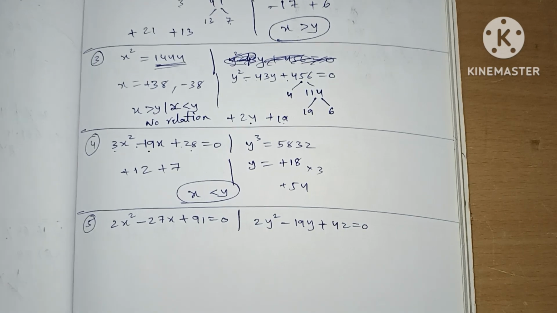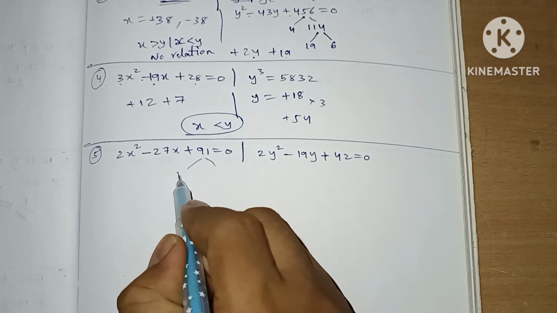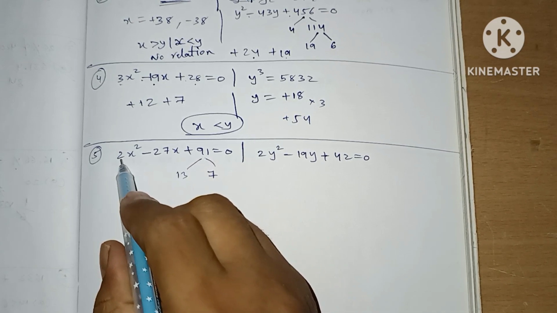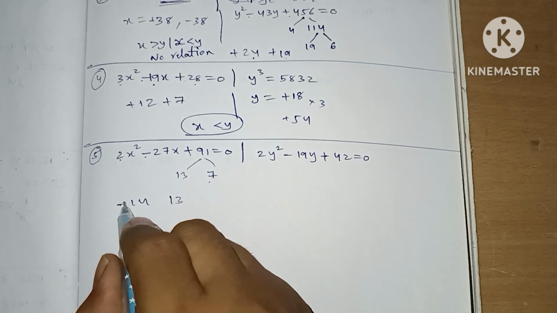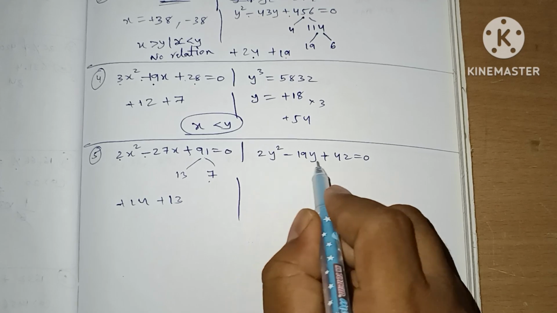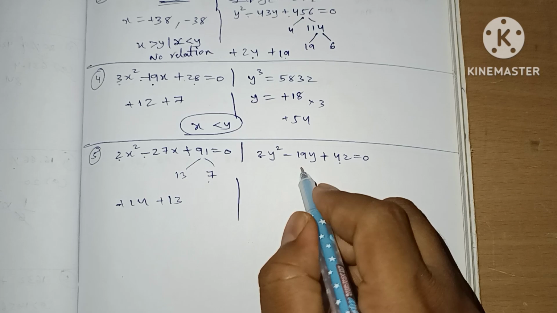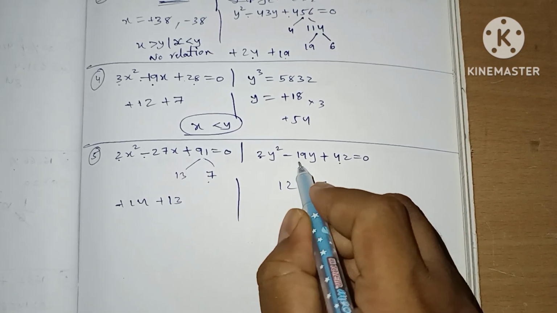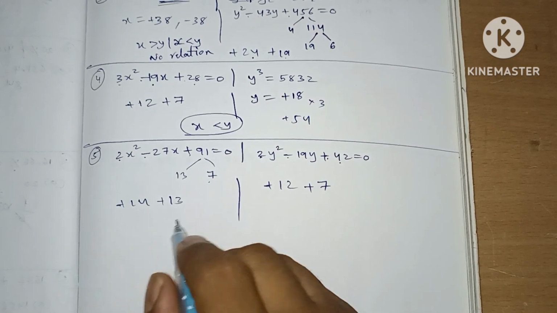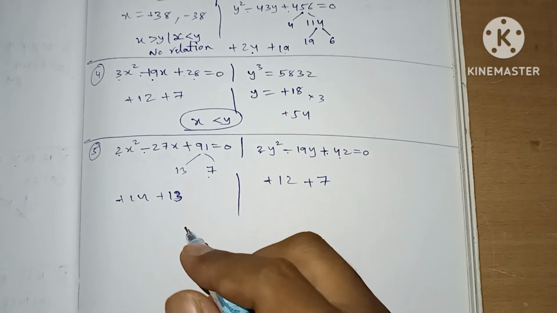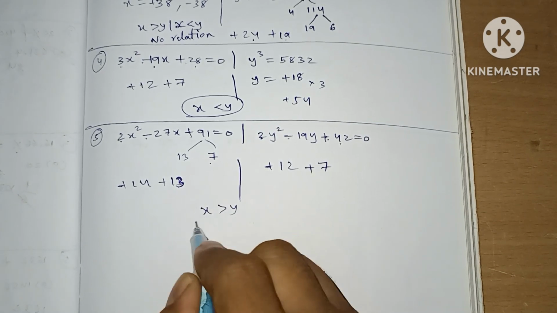Okay. Next we are going to see question number 5. Here we have 91. I will divide this as 13 7 times. 2 and 7 will be 14. 14 and 13 we get 27. Minus and plus. The roots are positive. Here we have 2 into 42, which will be 84. 84 means 12 7 times is 84 and we got 19. Minus and plus means the roots are positive. The bases are equal, so we relate these two. By comparing these two, it is clear that x is greater than y.